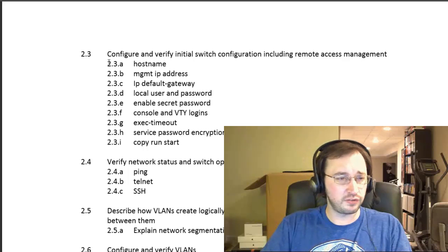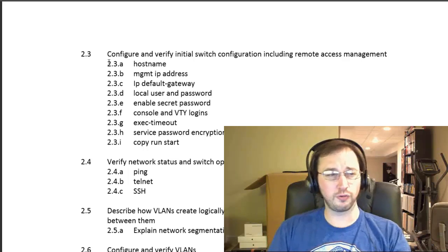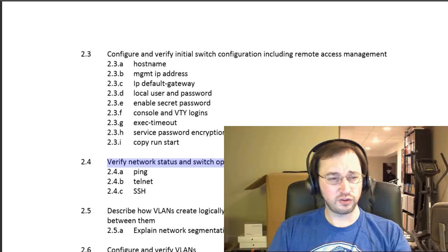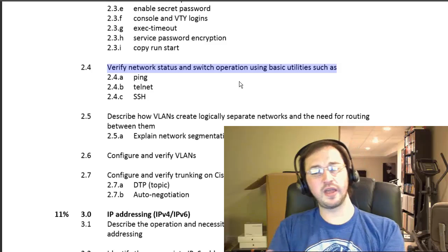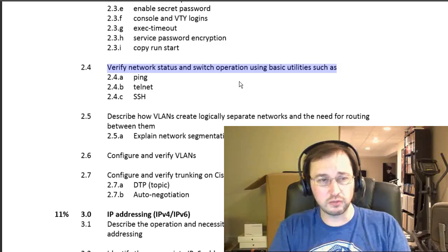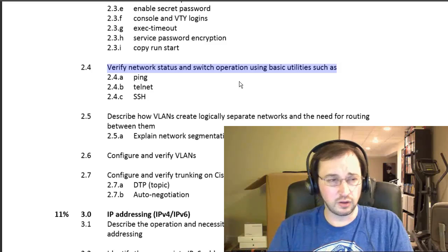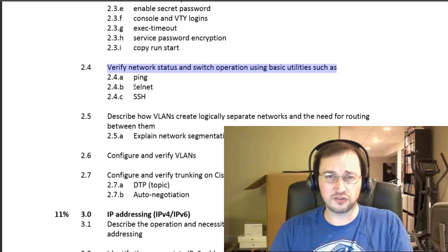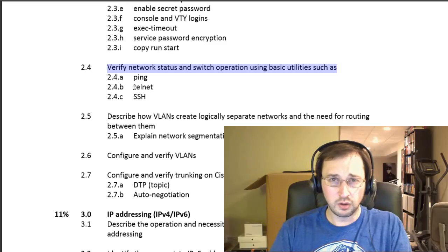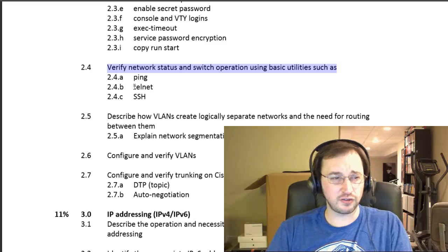So you're going to want to know every single one of those. If you don't have experience with them now, make sure that you go through them before the exam. 2.4 is basically saying know how to use the basic troubleshooting utilities we have here. So ping, telnet, and SSH. I would say know how to use them from a Windows machine, even a Linux machine, and a Cisco router. These are all basic utilities. I would also add, you're going to want to make sure you know how to set up telnet and SSH on the switch or on the router itself. So how do you configure your router so that you can remotely access it through telnet or SSH?